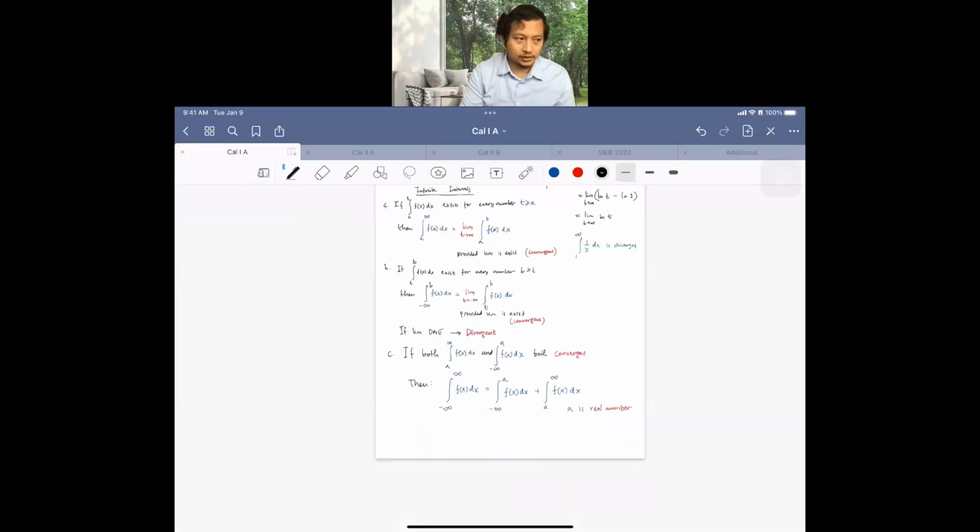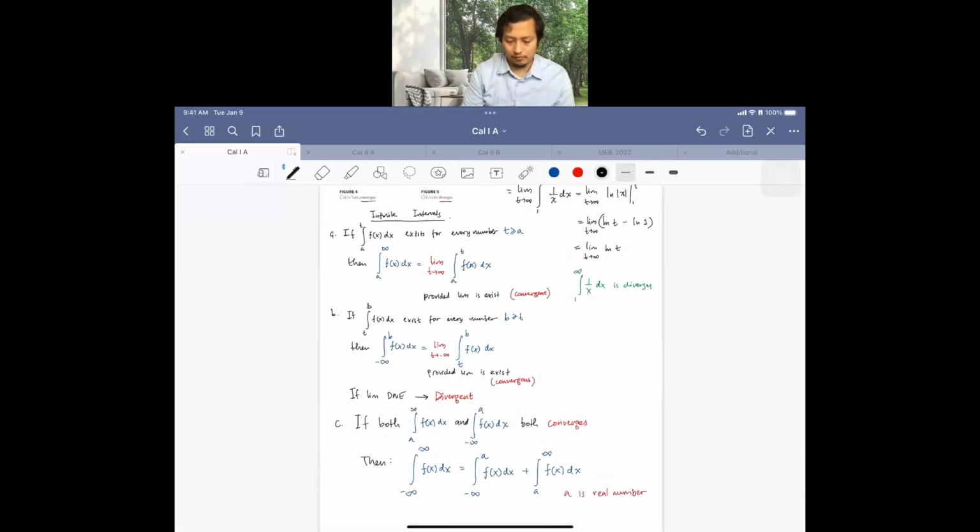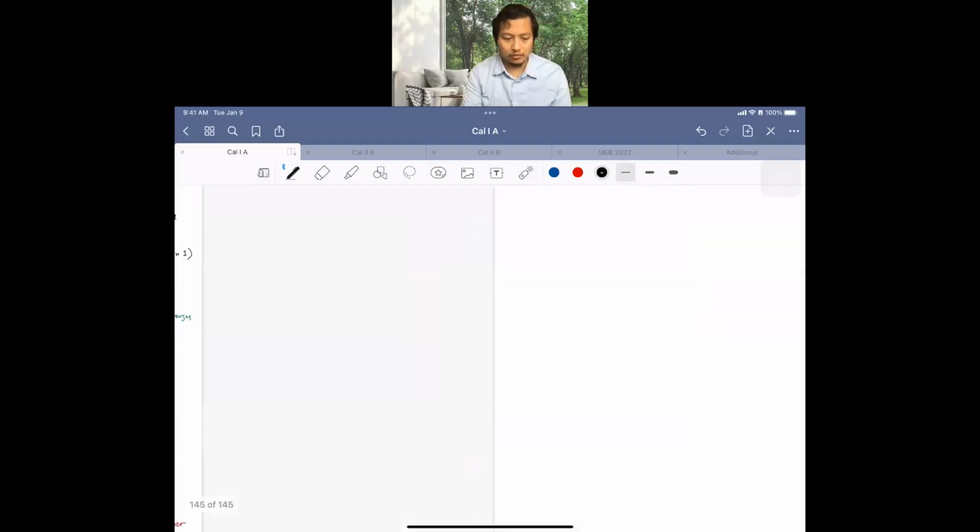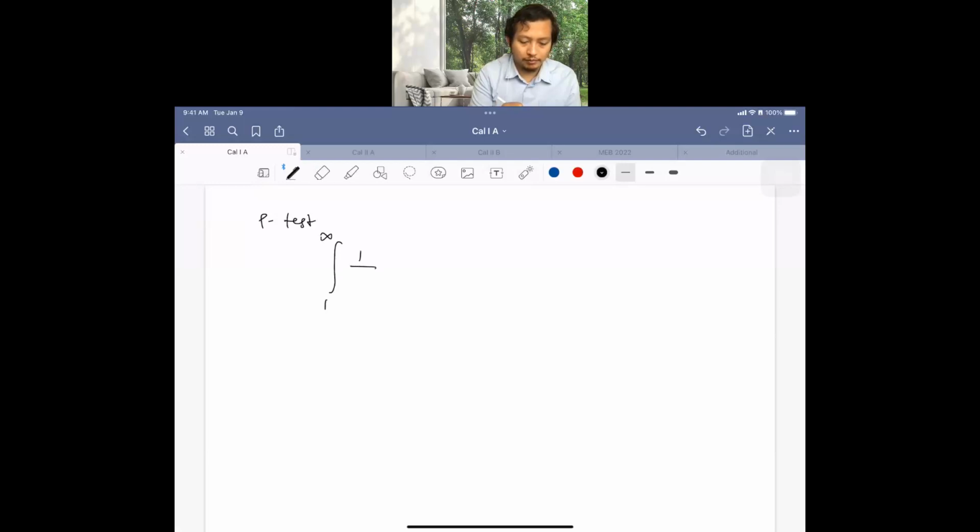Okay, now the next sections, we will have the p-test for 1 over x. For example, if we have the integral from 1 to infinity of 1 over x to the power of p, we would like to know for what values of p the integral converges.